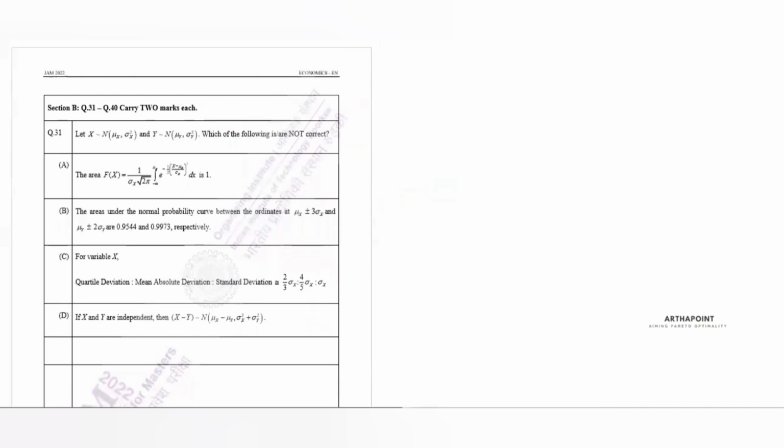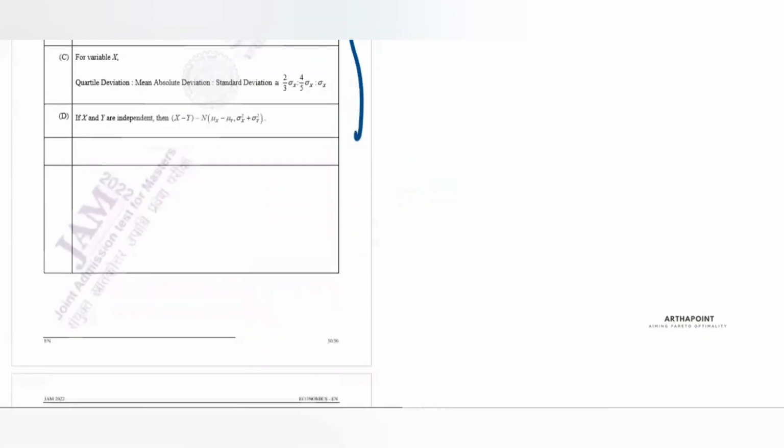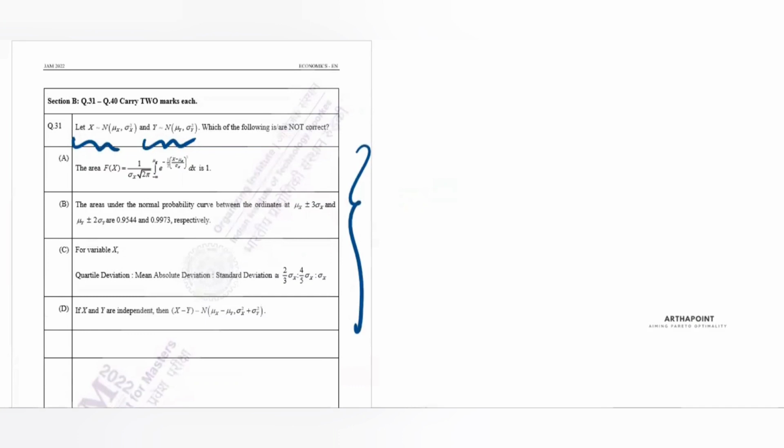The next thing is that you are given 2 normally distributed variables and they're asking you what properties they have. So I'll consider this as, I don't know, a simple question. It should not be considered even a moderate question.